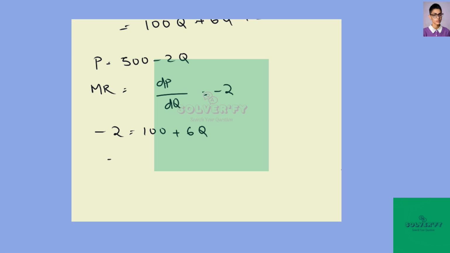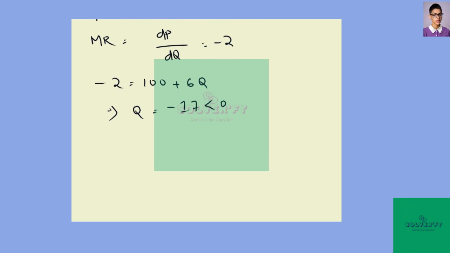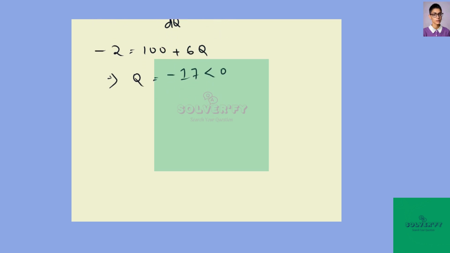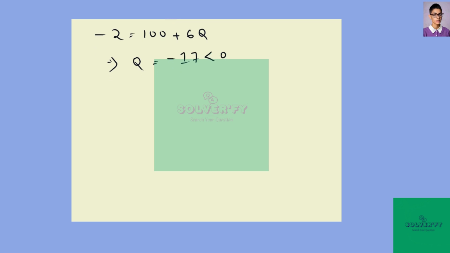Solving for Q, we have Q equal to minus 17. The value of Q is not meaningful in this context since it is negative. Therefore, we need to check the endpoints of the feasible range of Q, which is between 0 and 250, since the demand function implies that P is non-negative for Q less than or equal to 250.